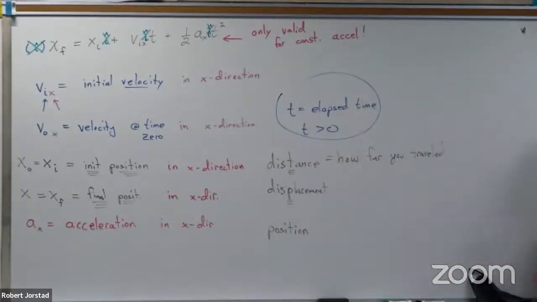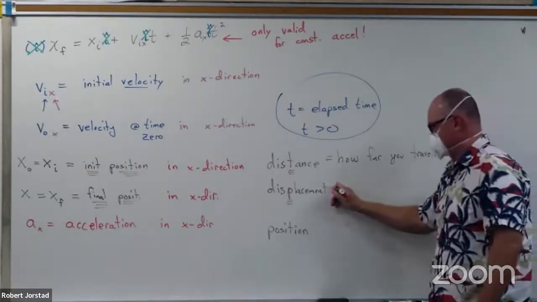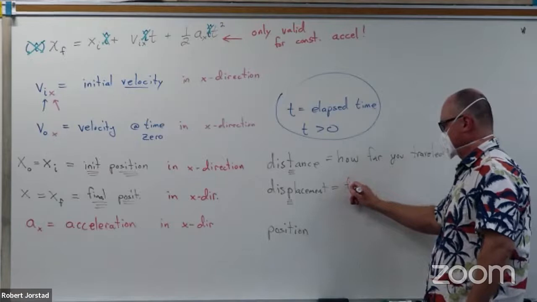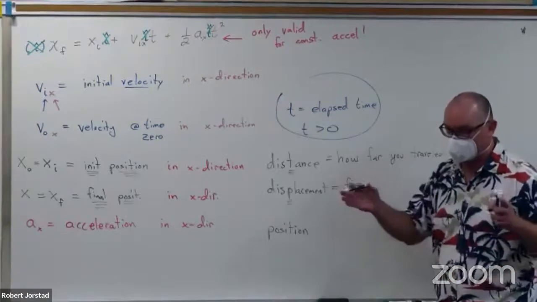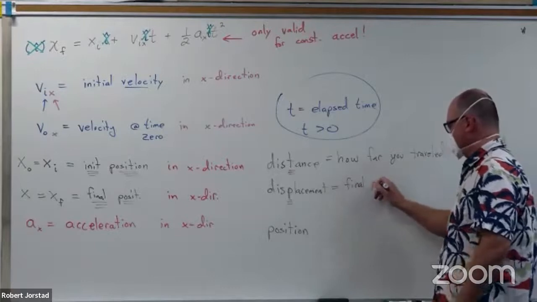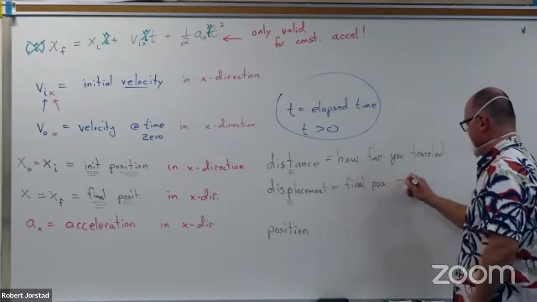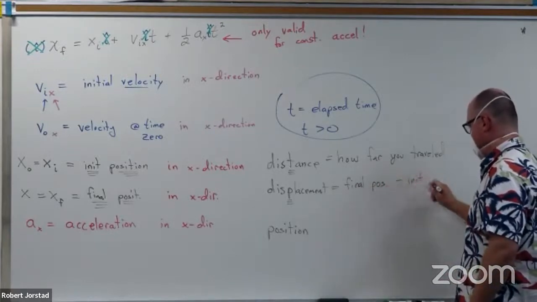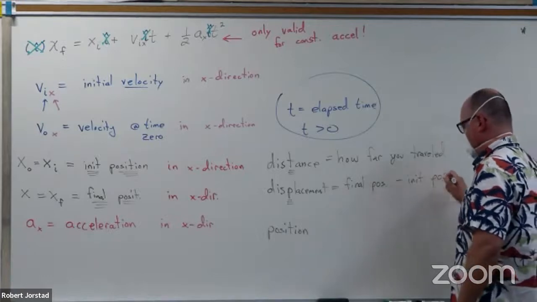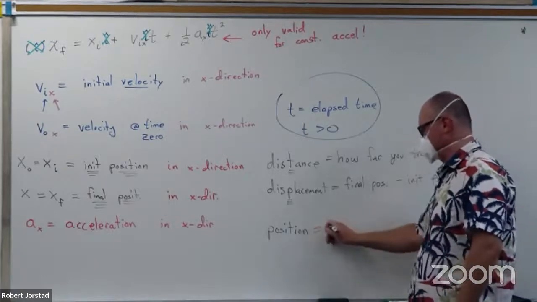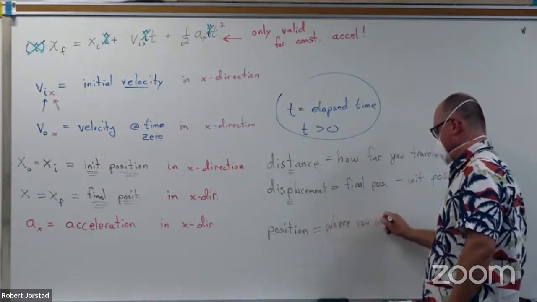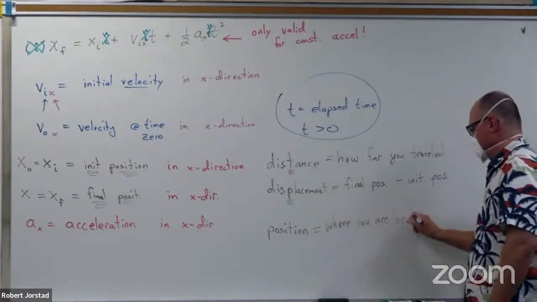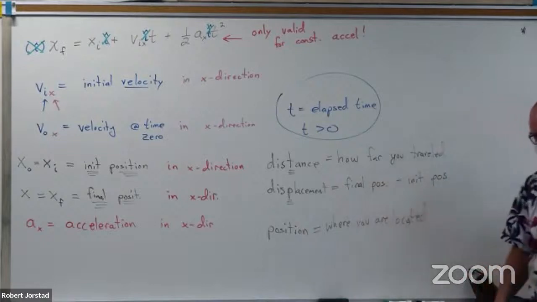Distance is how far you traveled. Displacement is probably the best way to say it is to use the math terms. Final position minus initial position. Position is where you are located. And I'm going to add in a couple of extra words here. Relative to an origin.